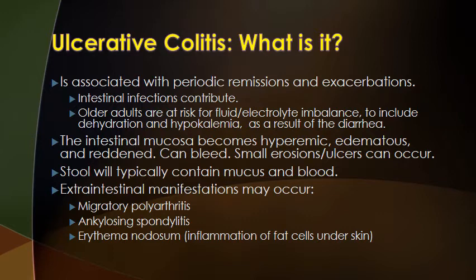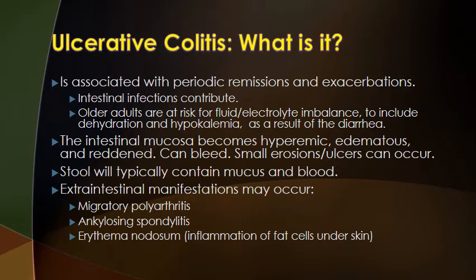The intestinal mucosa in ulcerative colitis patients becomes hyperemic, edematous, and reddened. They can bleed, as I said, small erosions and ulcers can occur. Those can bleed. The stool will typically contain both mucus and blood.